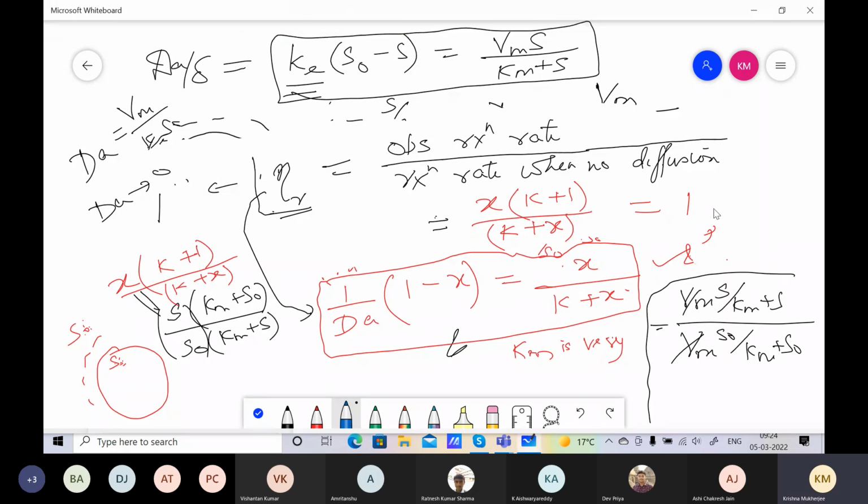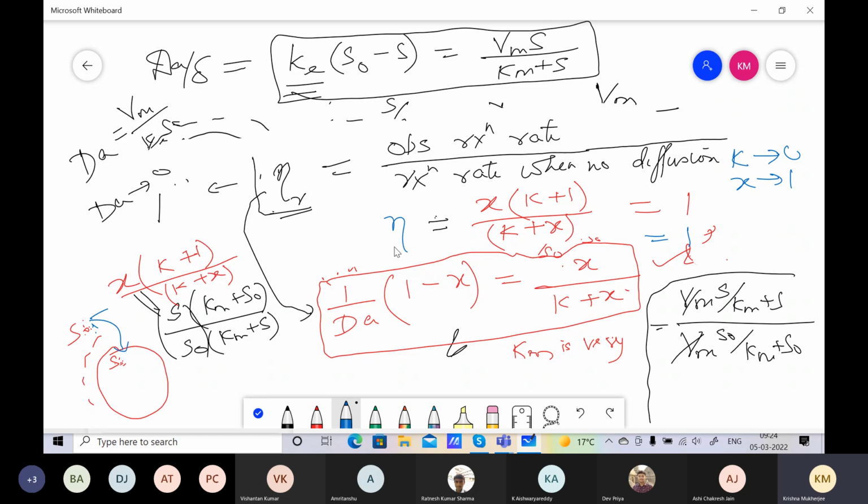Notice that as X goes to 1, so as kappa tends to 0, it tends to 1. As X tends to 1, again this is 1. But this is 1 for a different reason. As X tends to 1, it doesn't matter what kappa is, because now S0 and S are quite close to each other. So there are two ways in which you can make efficiency equal to 1.